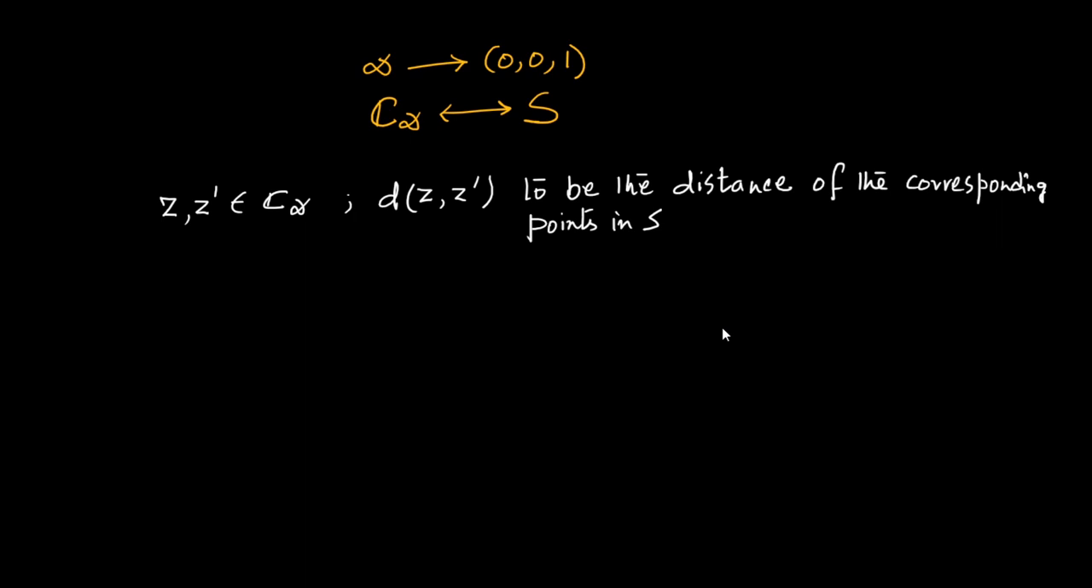Let d(z, z prime) denote the distance between z and z prime. How are we measuring the distance of z and z prime? We are measuring it as the distance of their corresponding points on the unit sphere, because we know every point in C infinity will have a corresponding point in the unit sphere. I am considering the distance of those two points as my distance of z and z prime. I'm defining this concept of distance in this context. The motivation is pretty simple, because on the unit sphere, we can measure distance very easily.